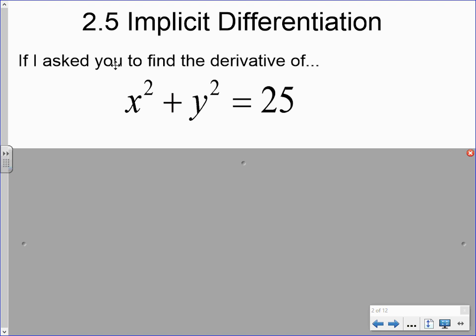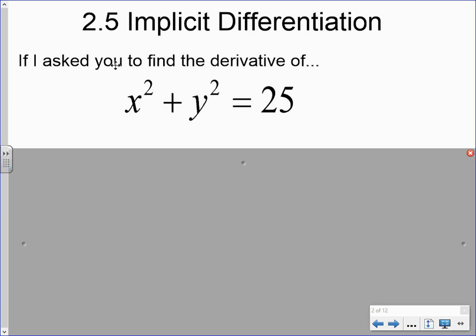Okay, today we are going to talk about implicit differentiation. What I'd first like to ask you is, what if I asked you to take the derivative of this? It is reciprocal. You're correct. You said the derivative is 2x plus 2y. Is that what you're saying?